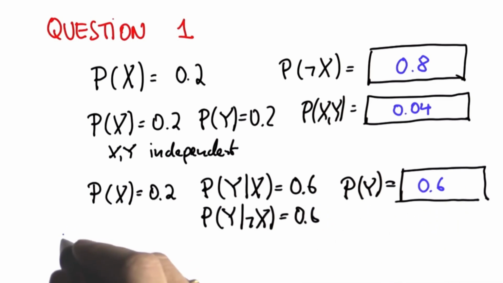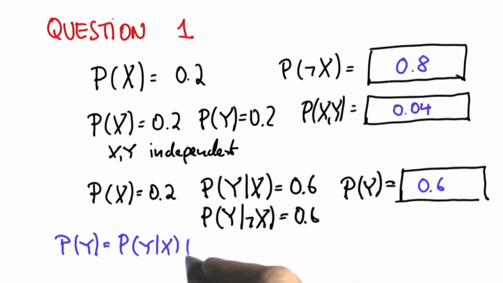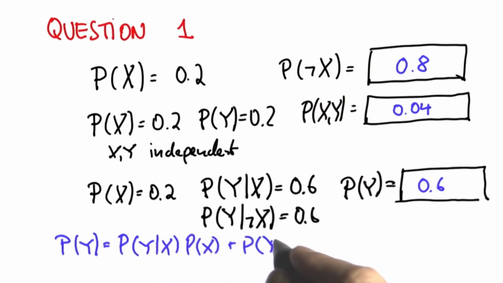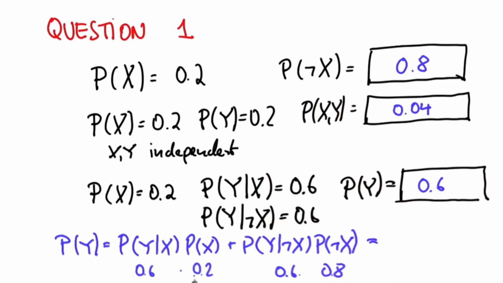You can actually compute this using total probability, where p of y equals p of y given x times p of x plus p of y given not x times p of not x. When you plug in the numbers, you get 0.6 times 0.2 over here, 0.6 times 0.8 over here, the complement of 0.2. And if you regroup this, so you put the 0.2 and 0.8 together into 1, you end up with 0.6. So let me ask a localization question.